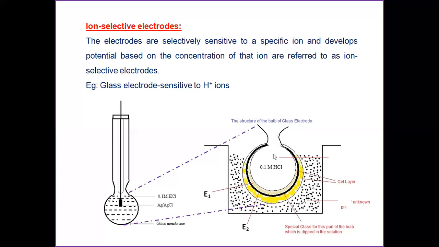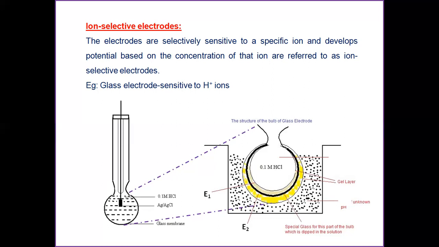When you bring the glass membrane in contact with the analyte solution, a concentration difference is created because of the 0.1 molar HCl present inside the bulb and the H plus ions present outside the bulb in the beaker. This difference in concentration results in a difference in potentials. How this potential will be converted into a pH reading, we will see step by step.